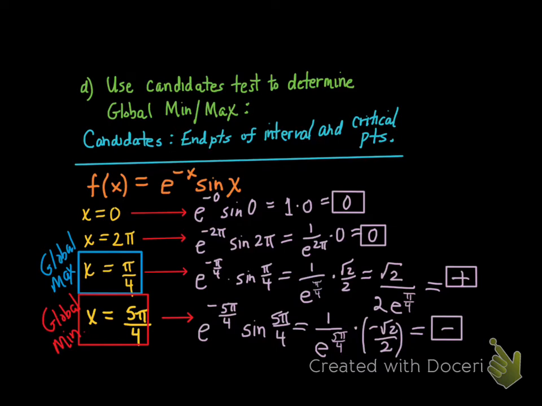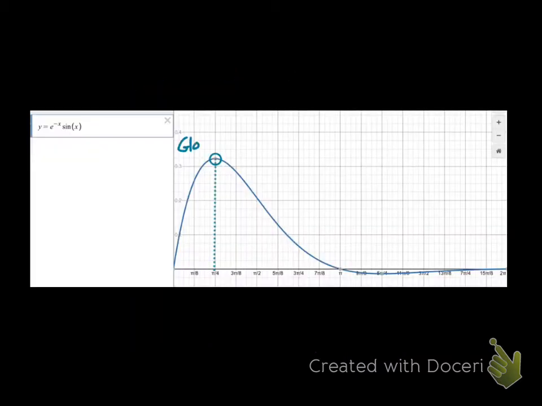I want to show you this graph, you guys, so you feel better about things. Remember, f of x equals e to the negative x sine x. Here's y equals e to the negative x sine x. Look at this. It's easy to see where the global max exists, and it exists at pi over 4. That's what we found. Awesome. A little more difficult to see, but this thing bottoms out at 5 pi over 4.